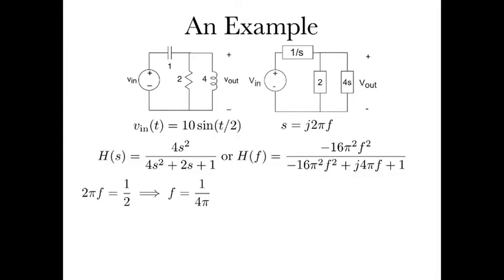So the frequency, this has to be written as 2 pi ft. So 2 pi f has to be a half for this example, which means the frequency is 1 over 4 pi. Kind of a strange frequency, but it really simplifies the calculation for this example. I now want to find the value of the transfer function at that frequency.